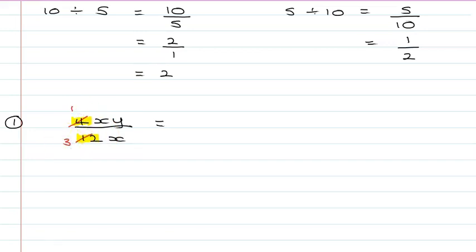Now let's have a look at the variables. We have an x on the numerator and an x on the denominator. If we cancel those out, x divided by x gives us 1. And then there's the y. Well, y doesn't have anything to cancel with, so it stays. Our final answer is 1y, so y goes on the numerator, divided by 3.